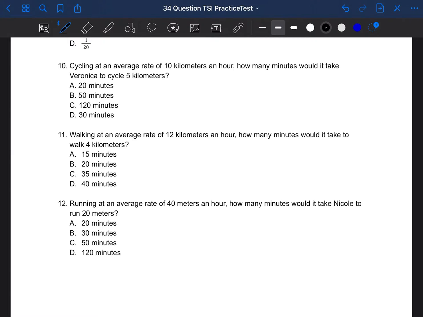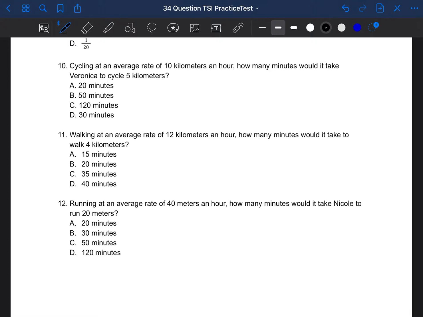So I wanted to do a few more problems on my practice test for the TSI. Again, you guys, I took a lot of time making this practice test because I want you to be able to have multiple opportunities to practice the same skill. So we're going to practice numbers 10 through 12 on my TSI practice test.